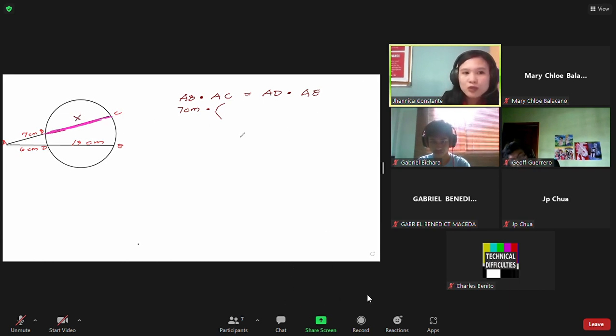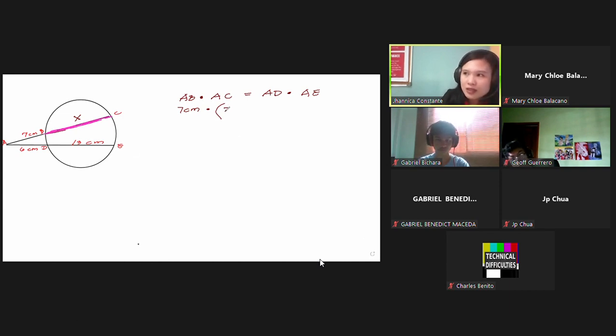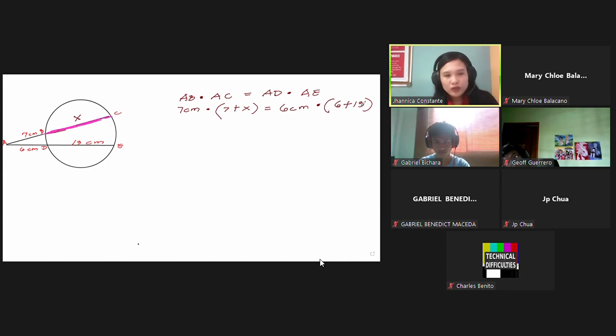So the whole measurement of the line segment or chord AC is equal to 7 centimeter plus x, equals AD has a measurement of 6 centimeter multiplied to the whole measurement of AE, which is 6 plus 13. So we're done substituting the correct value of each line segment that we have in our circle. So we can proceed in solving the operation.